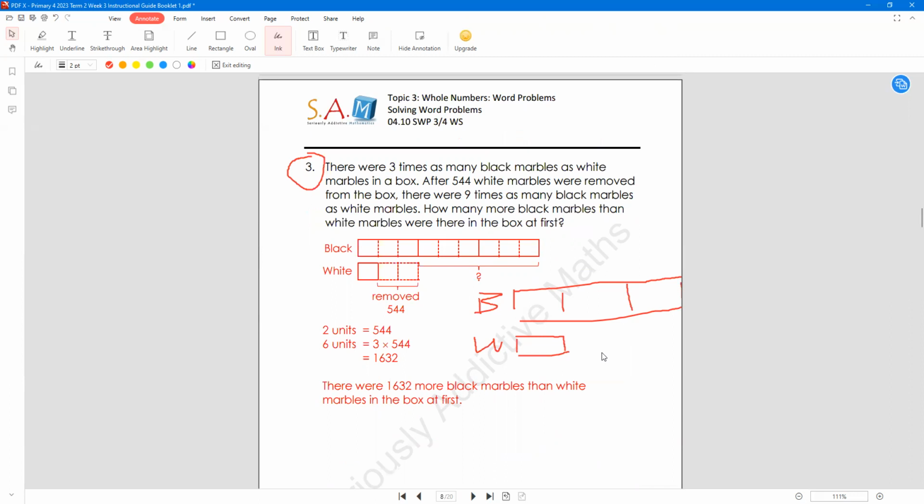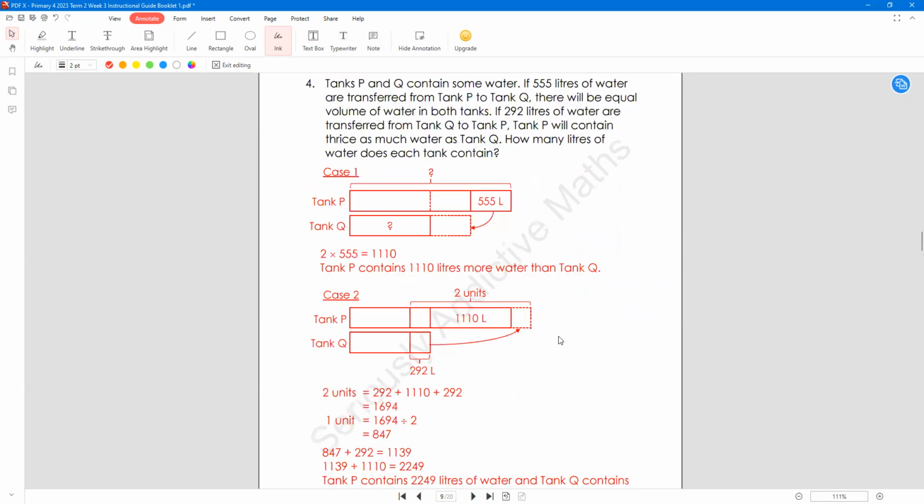After 544 marbles were removed from the box, there were 9 times as many. So what does that mean? 9 times means, if I split this up into 9 parts, then I got to split here also. Each unit is split into 3 parts to make 9 parts. So that must be 544. Okay, now let me see.